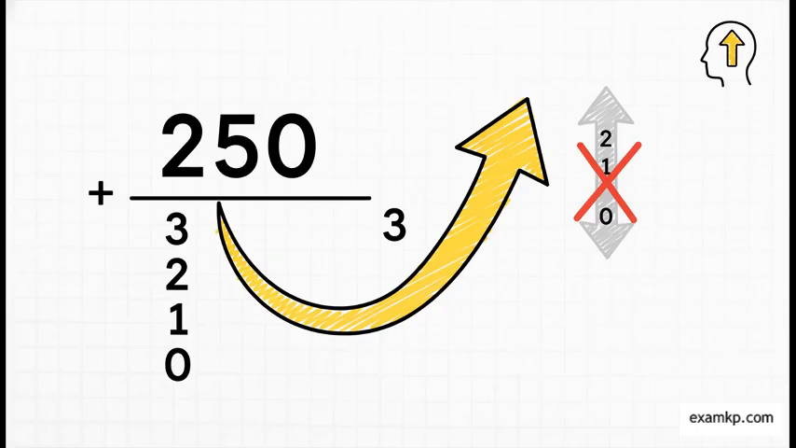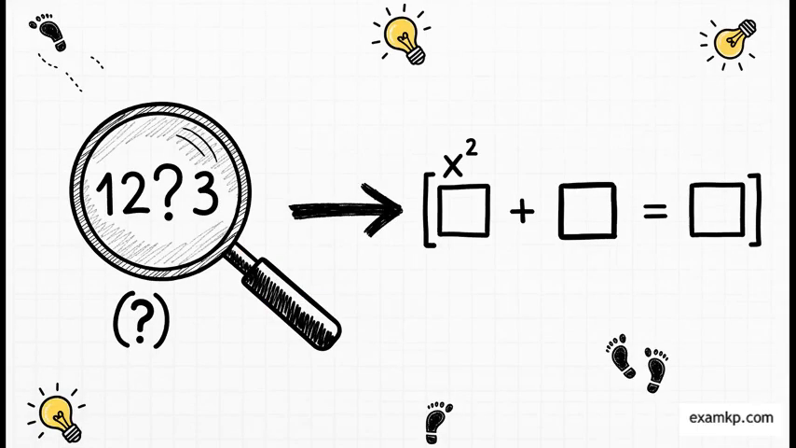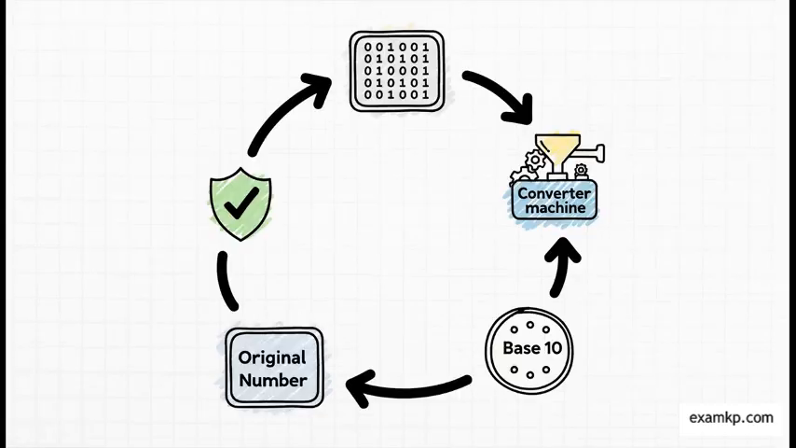Now, for my WAEC candidates, be on the lookout for those questions that ask you to find the base. You see it labeled as X or B. The strategy here is simple. Use that expansion formula we learned at the beginning to set up a polynomial equation, and then you just solve for the unknown base.